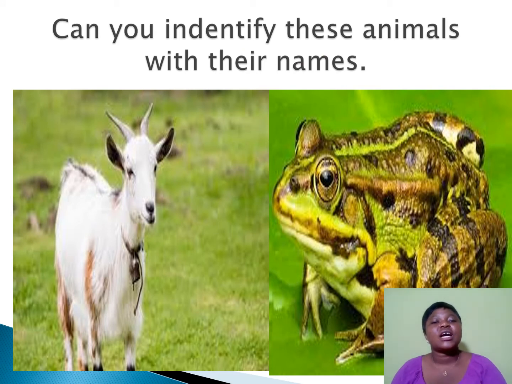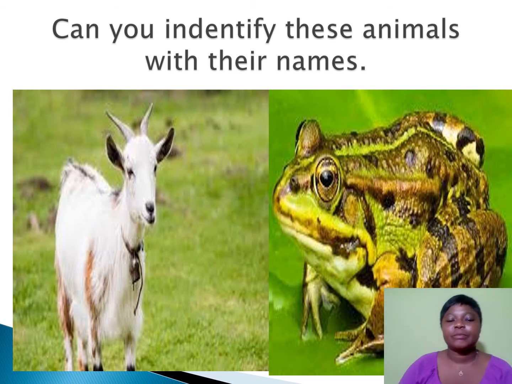Good. So can you identify these animals with their names? There are some animals on the screen. So the first animal is what? Can you mention it? This is a goat. Good, clap for yourself. You did very well. And then the second one. Say it again, I can't hear you. A frog. A frog, good. So we have a goat and a frog.